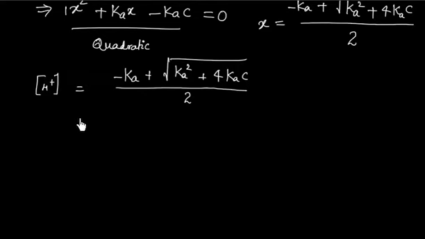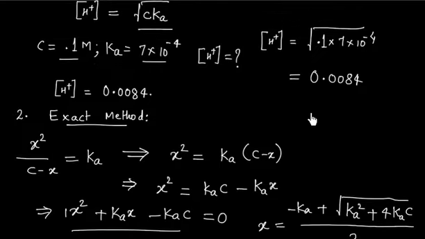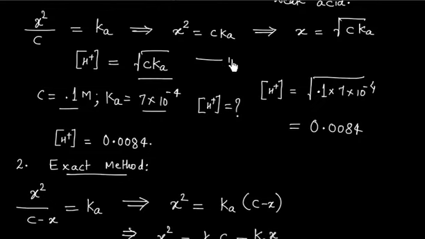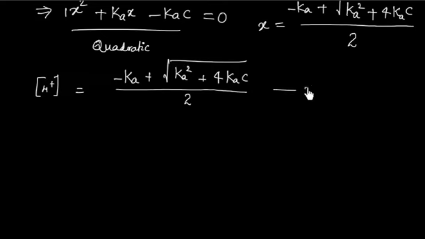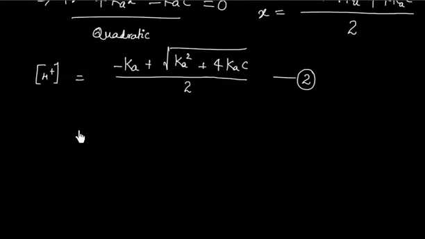I can do this. This is basically an exact solution. So let us call this type of solution solution number 1. And this type of solution, let us call this solution number 2, that is the exact method. Now we can further do some approximation to make the solution better.